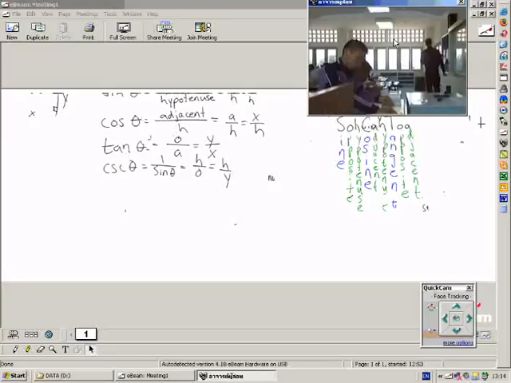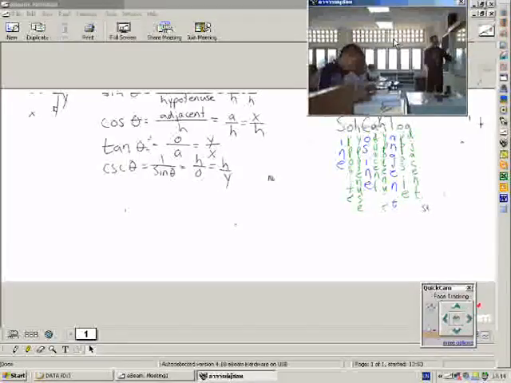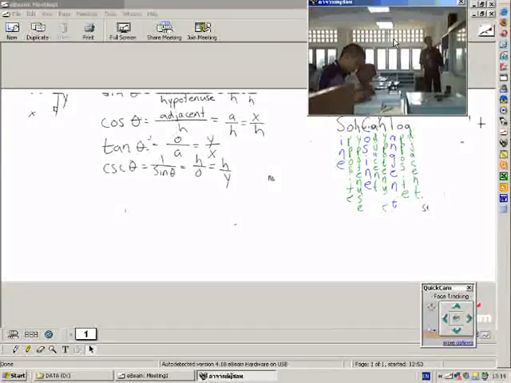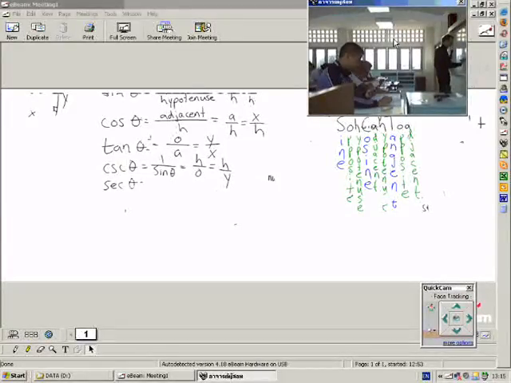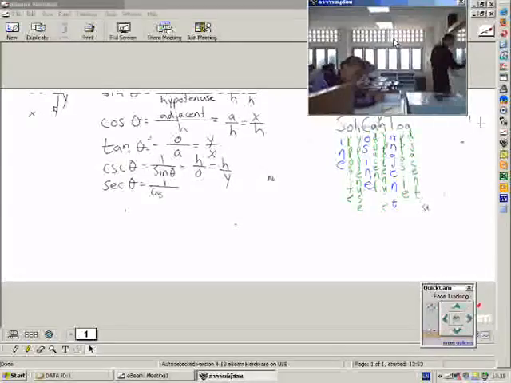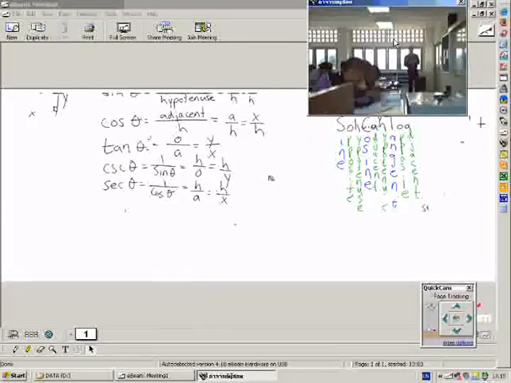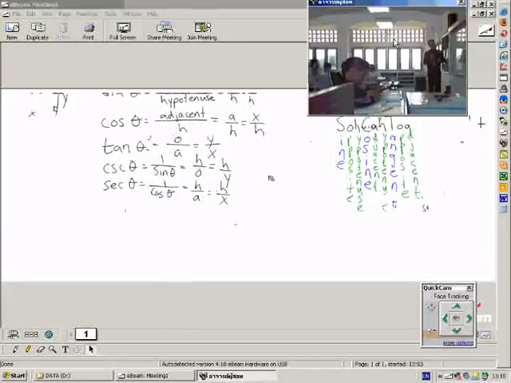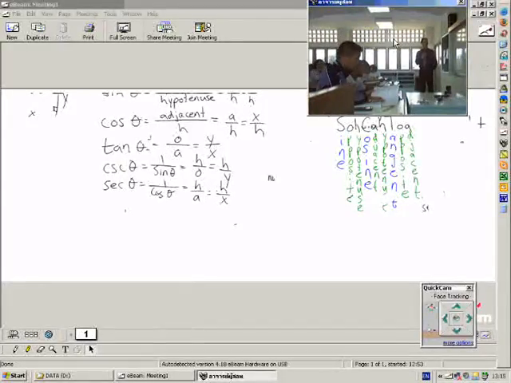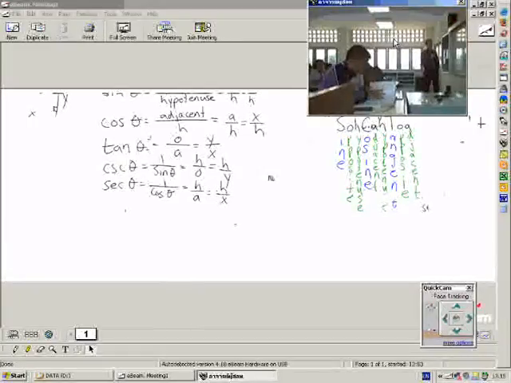So the cosecant of theta is equal to 1 over the sine of theta, which is equal to the hypotenuse over the opposite, which is equal to H over Y. Okay, so the secant of theta is the reciprocal of the cosine. So the secant of theta is equal to 1 over the cosine of theta, and that is equal to the hypotenuse over the adjacent, or the hypotenuse over X.